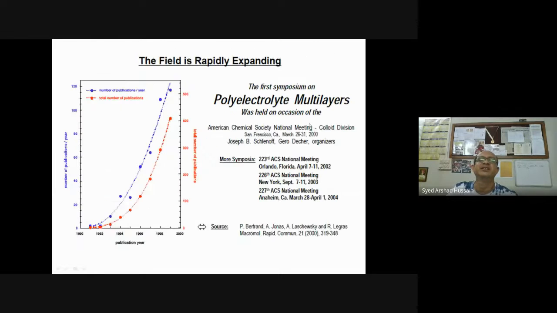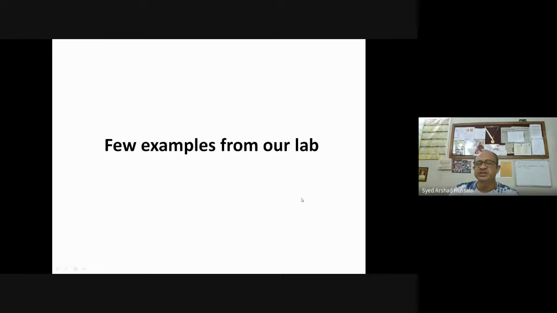So this is there. And you see, of course, this is old, but the number of papers using the LBL technique increases linearly with year. So this is very interesting. We discussed three techniques: LB, spin coating, LBL. Each technique has its own advantages and disadvantages. Based on the requirement, we have to use them.